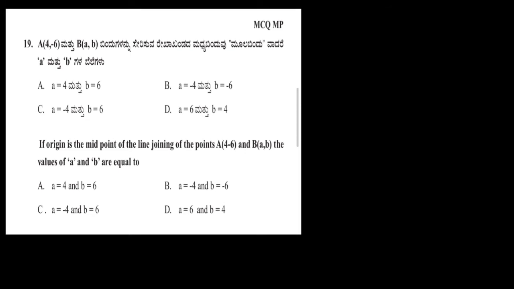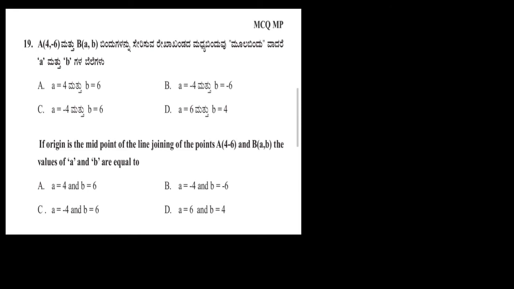Origin is the midpoint of the line joining the points A(4, minus 6) and B(a, b), then the values of a and b are equal to. Here they said the origin is the midpoint, that means the midpoint is 0, 0. One thing to remember: if the origin is the midpoint, then the b value will be the opposite of the a value. If one is positive, the other will become negative, but the values will be the same, because they finally add to 0.